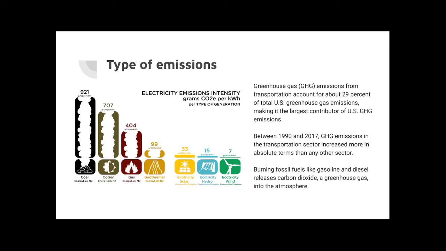In this figure, you can see that coal is the leader in emissions intensity. 20% of all emissions come from the transportation account. Between 1990 and 2017, greenhouse gas emissions in this transportation sector increased more than any other sector. Burning fossil fuels like gasoline and diesel release carbon dioxide into the atmosphere, and this is why it is such a concern when we think about emissions.